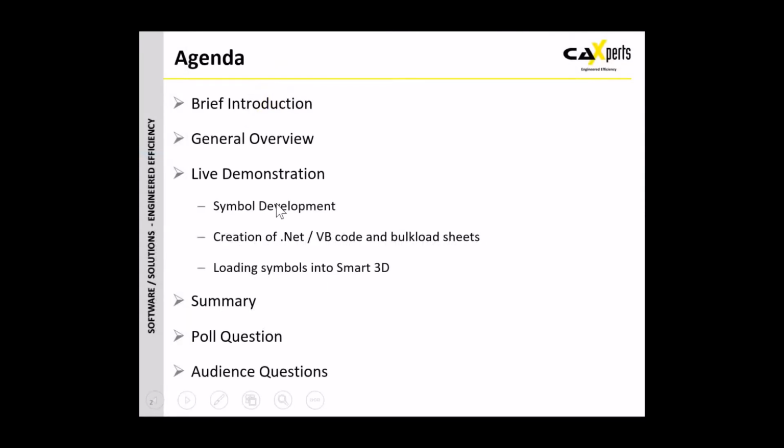So in terms of the agenda, we're going through this brief introduction. We're then going to go on to a general overview, only very short. We're going to save most of the time for the live demonstration, where we're going to cover symbol development, creation of .NET VB code and bulk load sheets, and loading symbols into Smart 3D. That will then come back to me for a summary, some poll questions, and then we'll go on to answering any questions that you have.